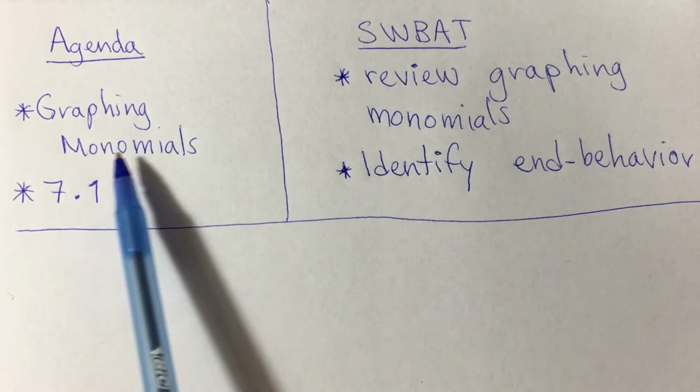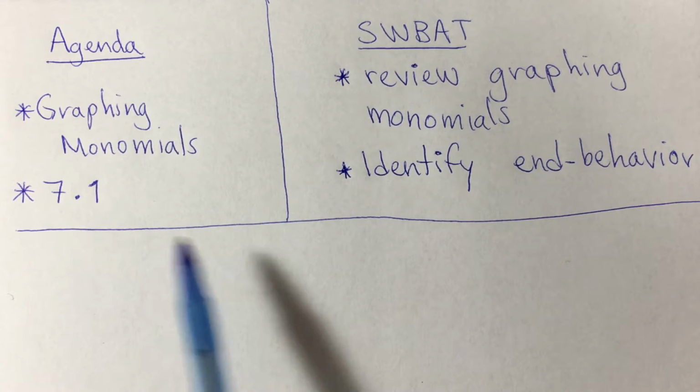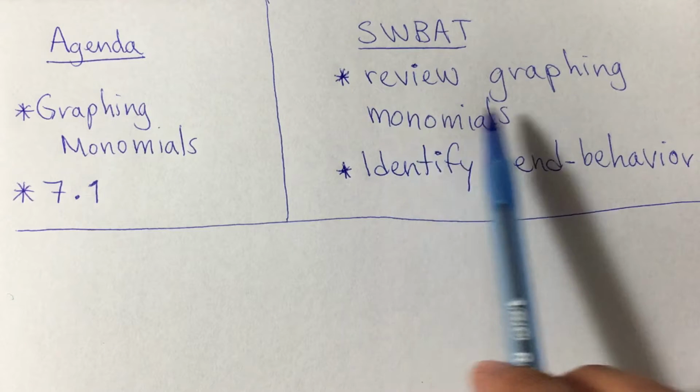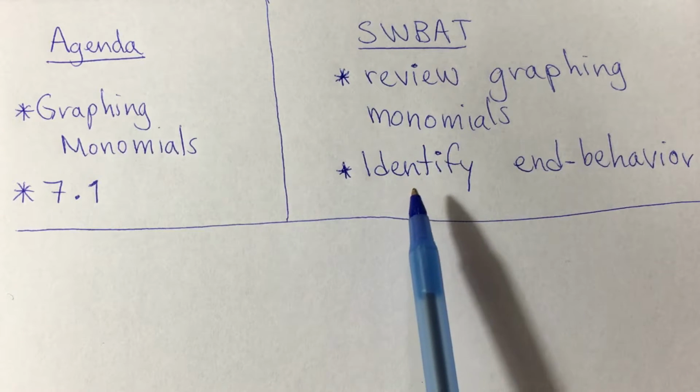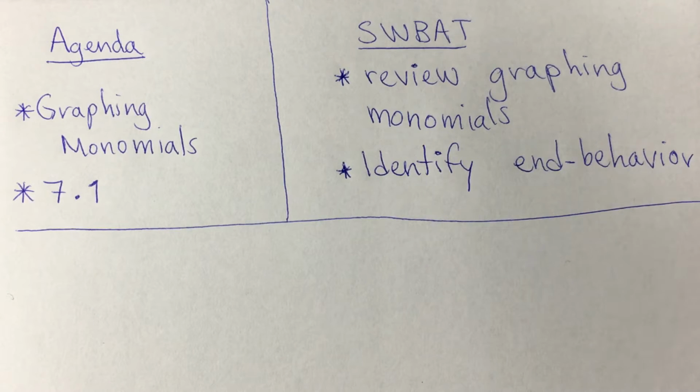Students, today's agenda is graphing monomials and we'll be working on 7.1. Today students will be able to review graphing monomials and they will be able to identify the end behavior.